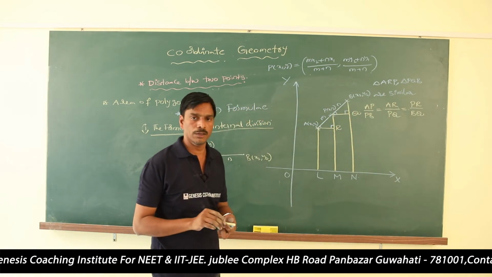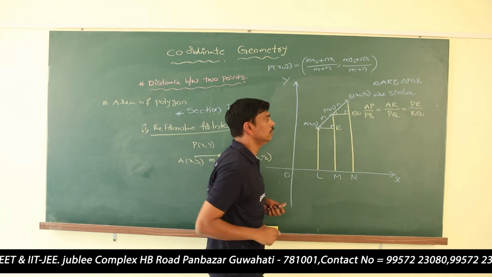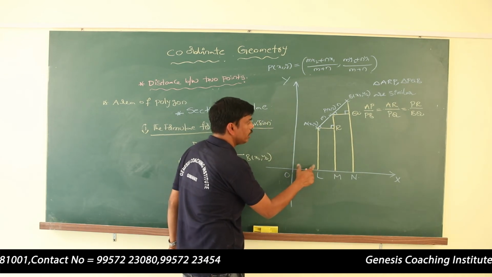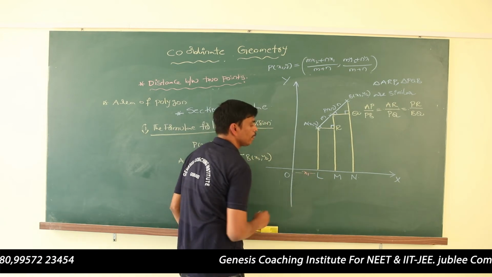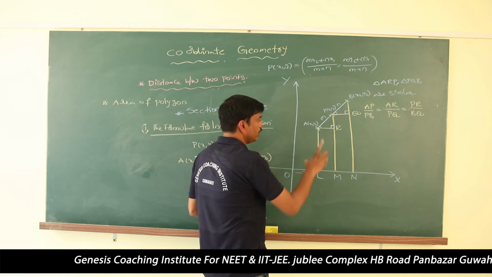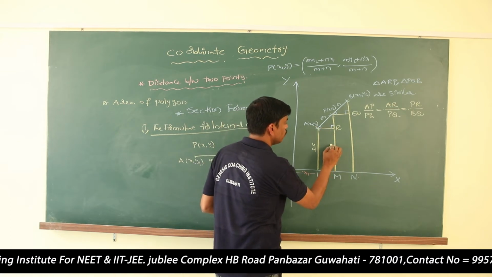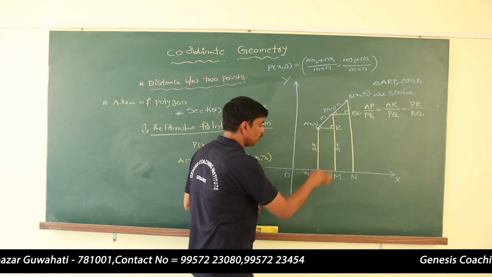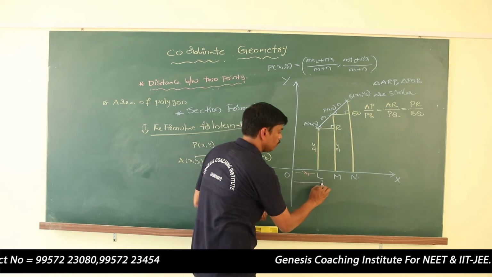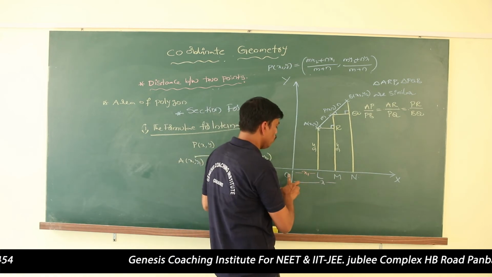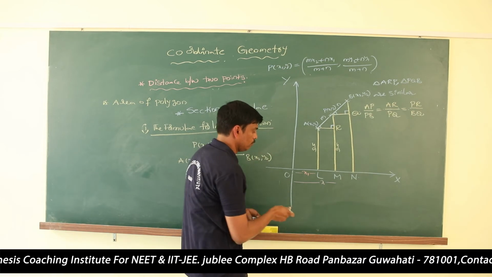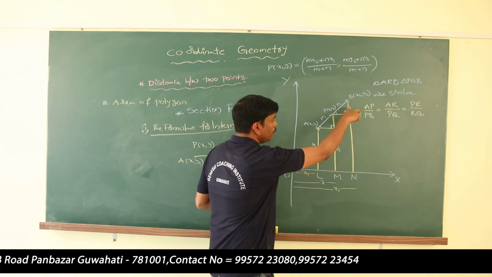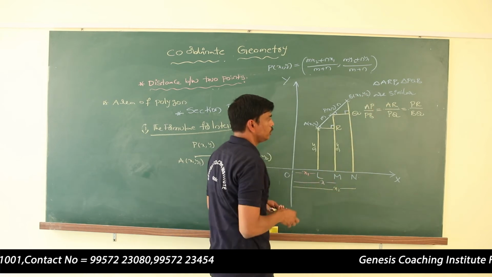Now tell me students, what is AP and PB? Here AP is M and PB is N. Now I want AR and PQ. So what is OL? OL distance is equal to x1, and AL distance is equal to y1. What is OM distance? That is equal to x. Then what is ON? ON distance is equal to x2. Then BN distance is equal to y2.